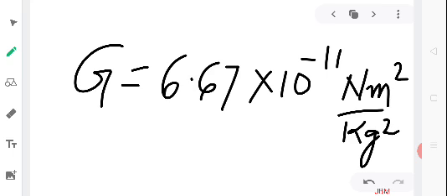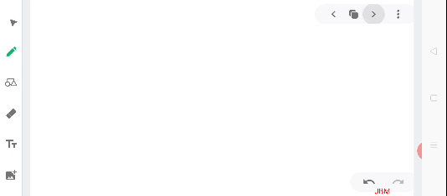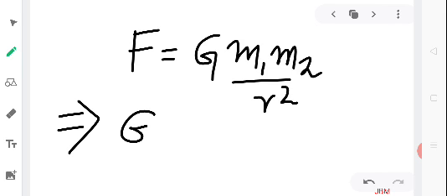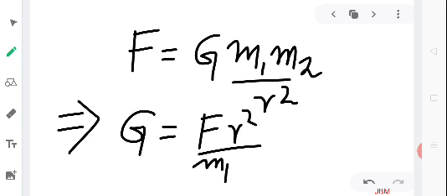Now how to define G? How to define the universal gravitational constant? Let's get back to the expression for the gravitational force of attraction. It is F equal to G times m1 m2 by r square. Now let us make G the subject of the formula. This means if I rearrange the terms, I will get G equal to F r square by m1 into m2.